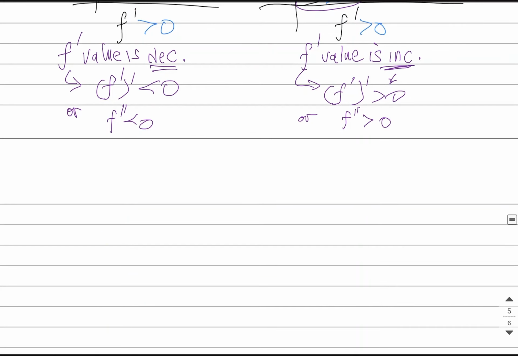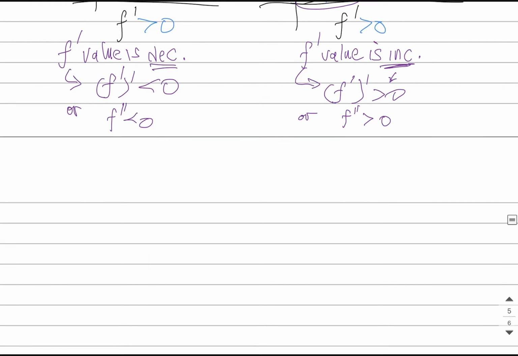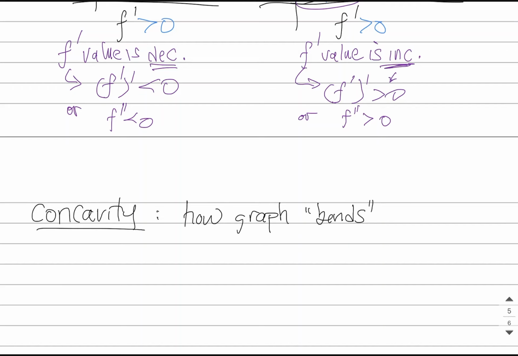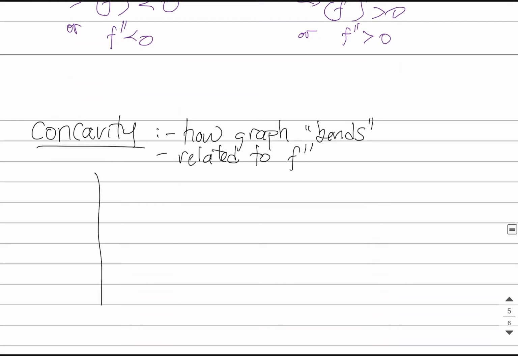So the next piece of information is something called concavity. This is how you could think of very simply how the graph bends, and it's related to F double prime. The result that we talk about could be proven in a sec. So I'm just going to draw those pictures again.